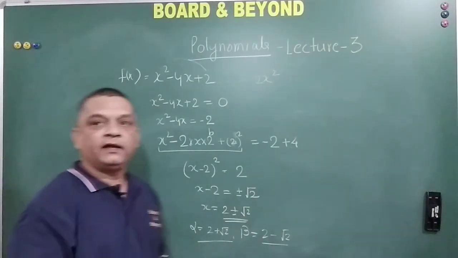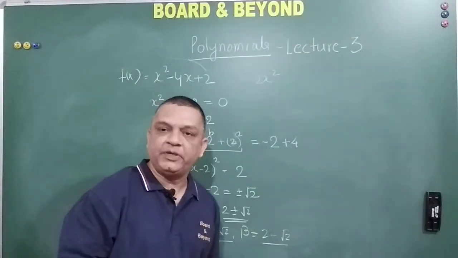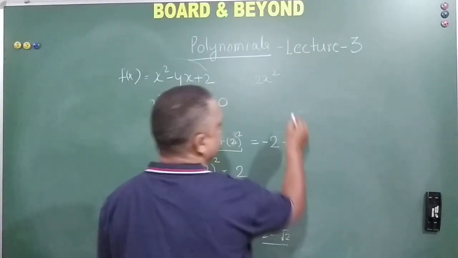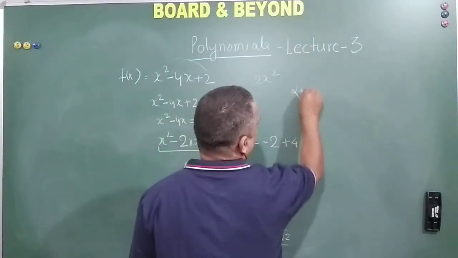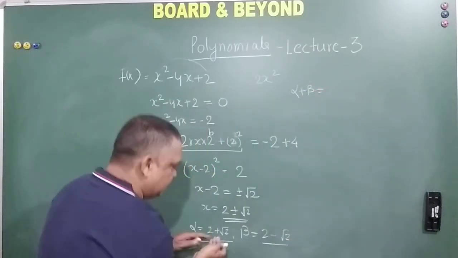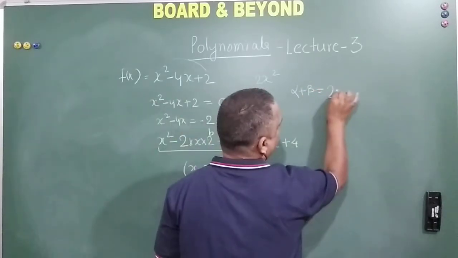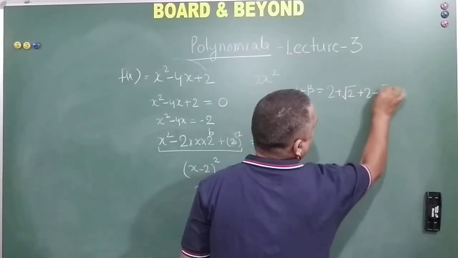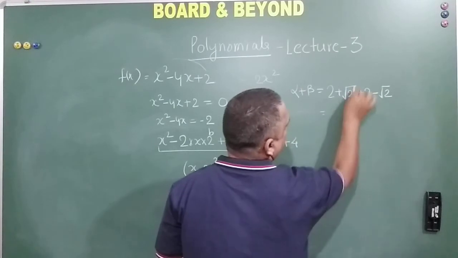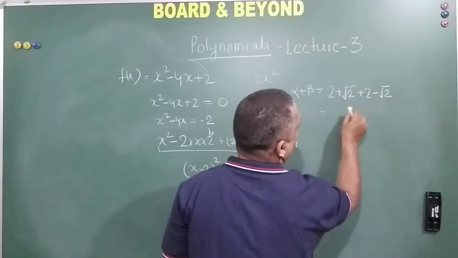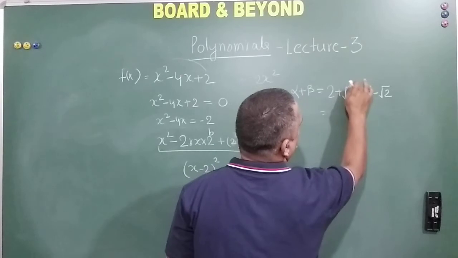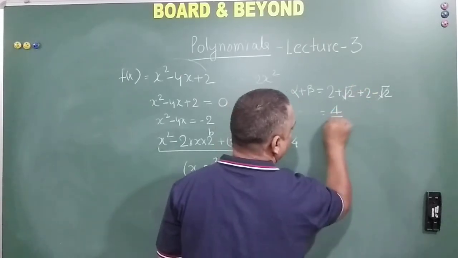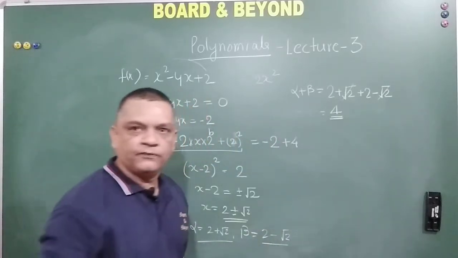Now let us verify alpha plus beta and alpha into beta. Okay. So alpha plus beta is how much? Alpha plus beta is equal to this plus this. Right friends? So 2 plus root 2 plus 2 minus root 2. So this becomes how much? This and this cancels, plus and minus. So this leaves me with 4. So alpha plus beta is equal to 4.